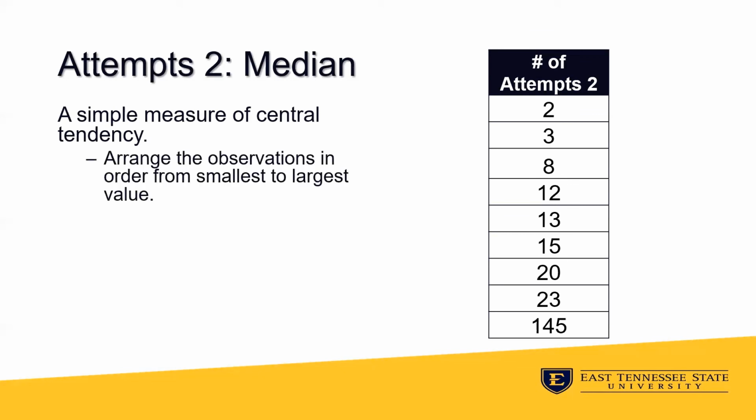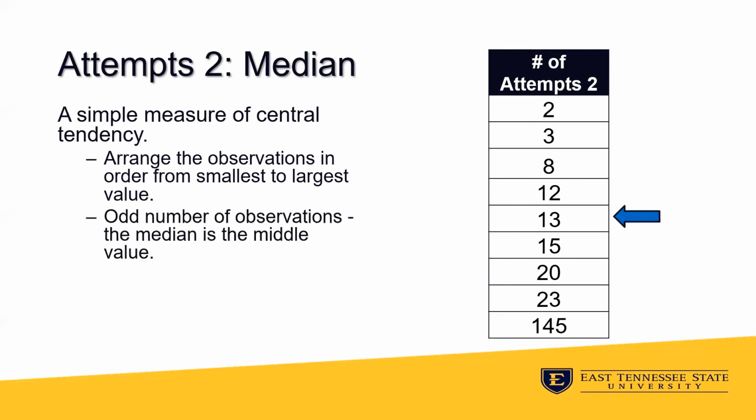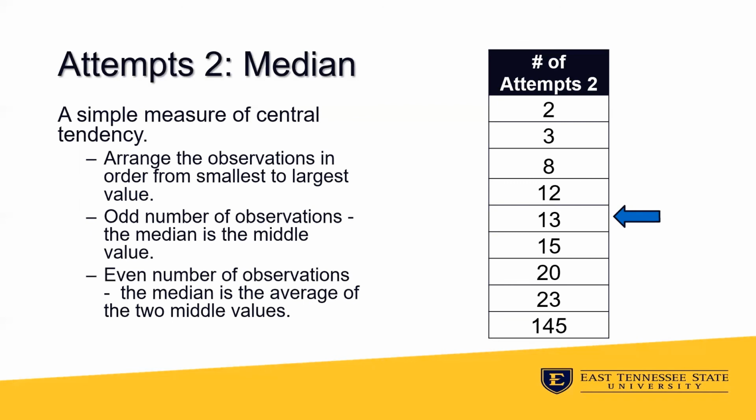The first thing to do when calculating the median is to order the data, which has already been done because we have such powerful foresight. When we are dealing with an odd number of observations, we just need to select the middle number, which in this case is 13. When we have an even number of observations, we take an average of the middle two numbers. The conclusion here is that the median number of attempts it took for students to be successful on the second try was 13, which indicates an improvement from attempt 1.